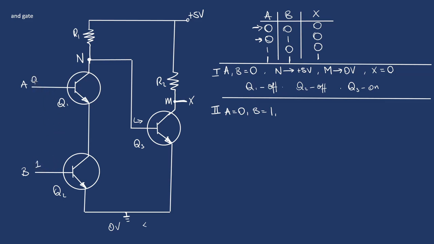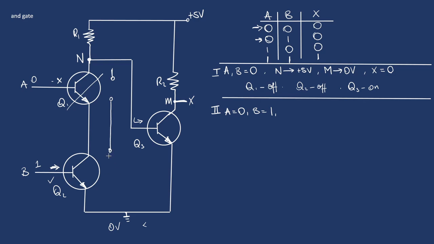What does that mean for us? A is equal to 0, which means that there is no current flowing into this base. This transistor is off. B is equal to 1, meaning that there is some IB flowing into the base of Q2. Okay? This transistor is on. Cool? But what does that mean for us? This is an open circuit.